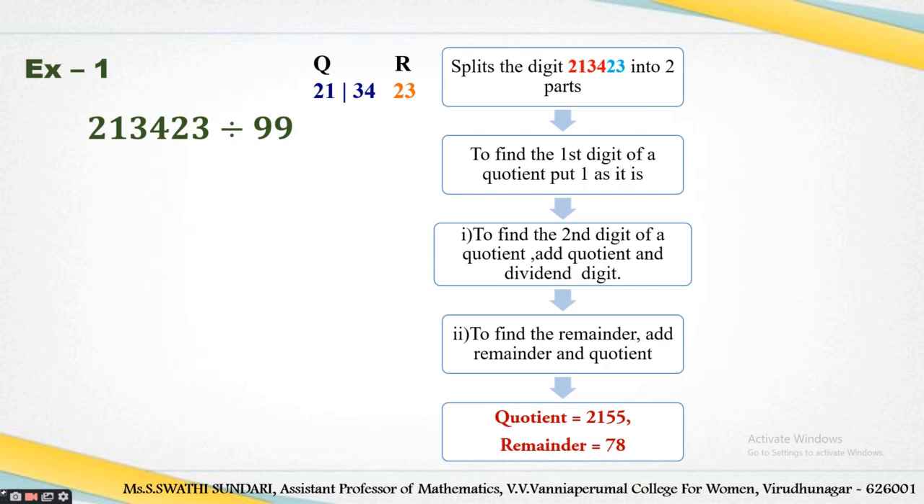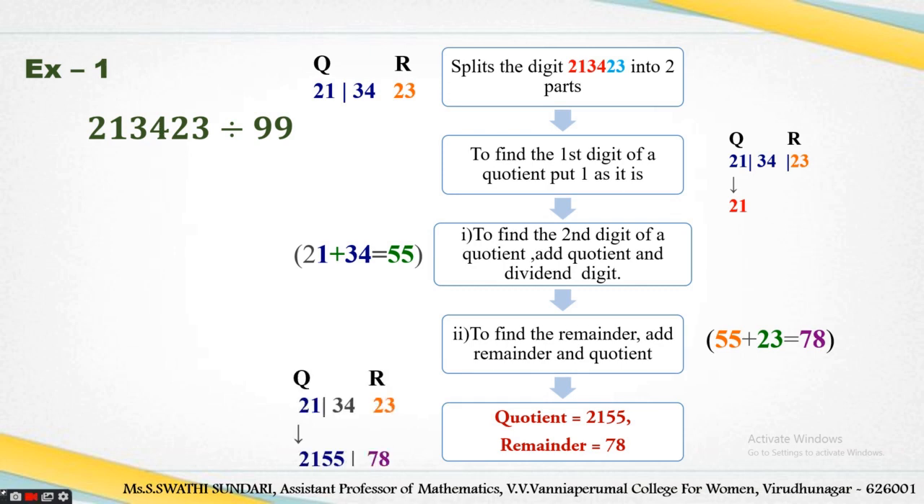the first part of the quotient, we put down 21 as it is. Then for the second part of the quotient, we add 21 to the second part of the dividend, that is 34. So 21 plus 34 is 55. So the next part of the quotient will be 55. And finally, we add that 55 to the last pair of the dividend, that is the remainder. So 55 plus 23 is 78, which is the remainder. So the quotient is 2155 and the remainder is 78.